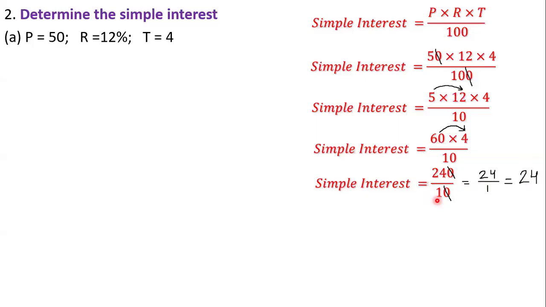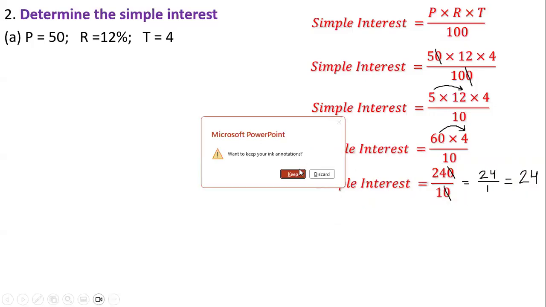Okay, so quickly, how did we do this? The first thing we did is we said principal is 50, rate is 12, time is 4. We cancel this 0 with that 0, so we're left with 5 times 12 times 4, all over 10. 5 times 12 gives us 60, 60 times 4 gives us 240. We cancel this 0 with that 0, we're left with 24 over 1. 24 over 1 is 24, and that's going to be our simple interest. Now, this is the interest across a 4-year period.